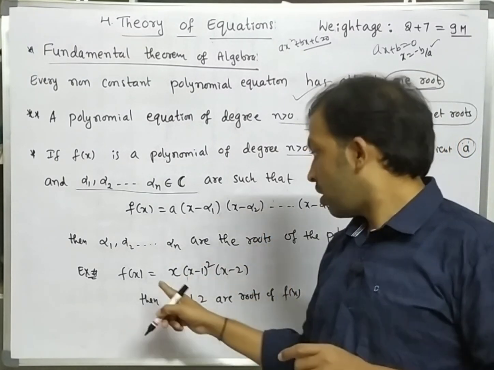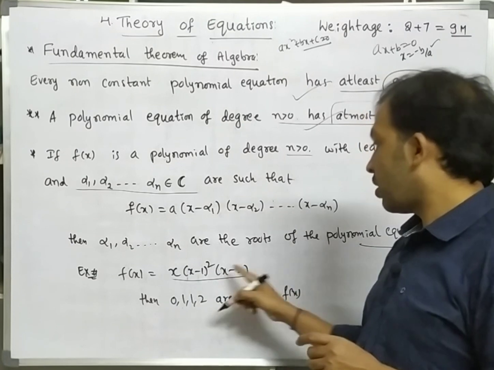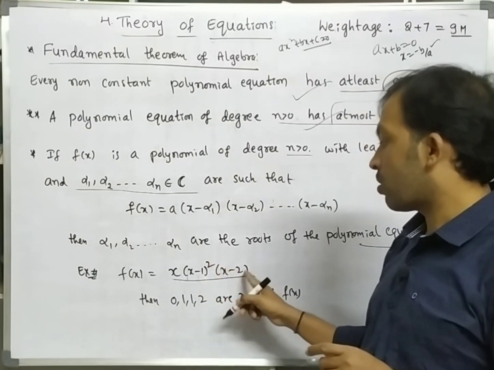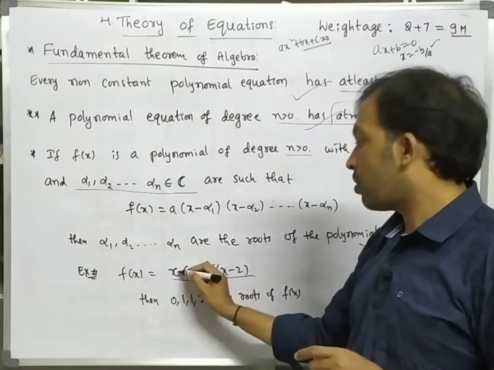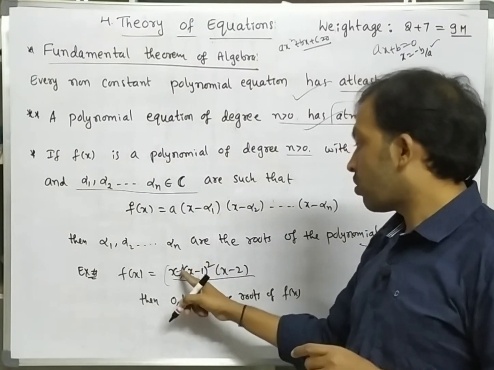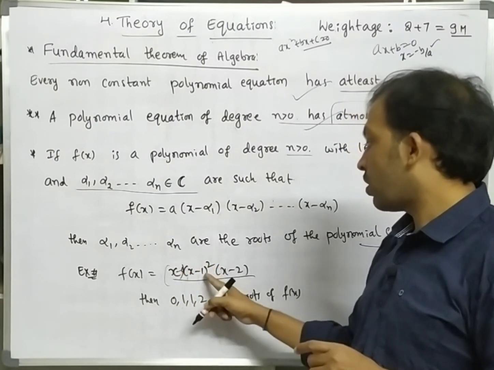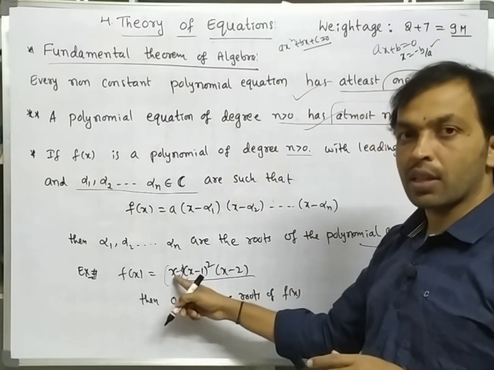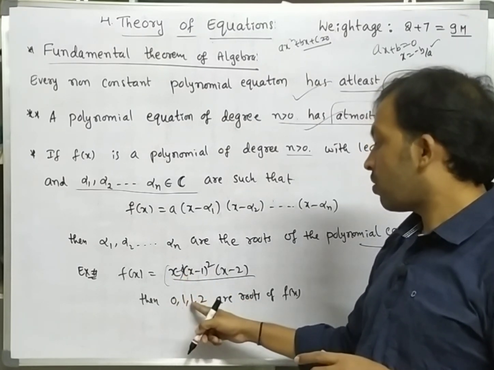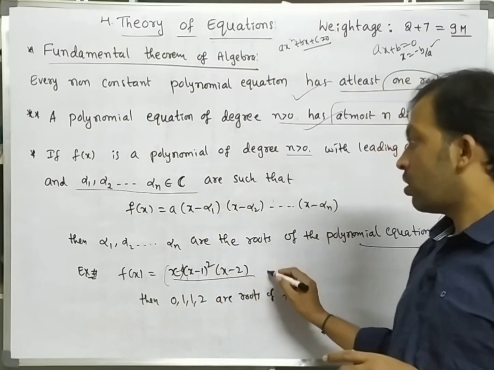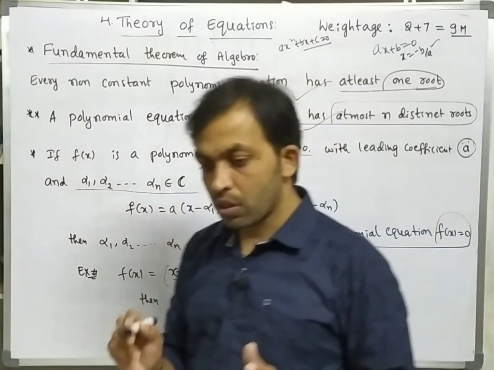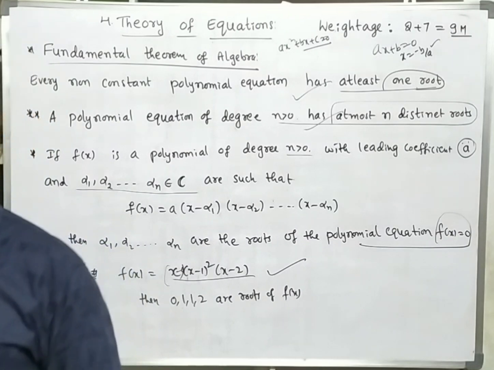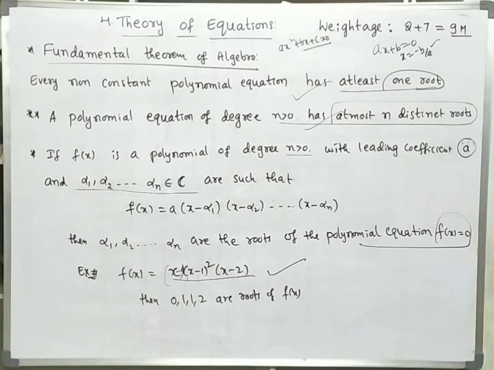For example, if f of x is equal to x into x minus 1 whole square into x minus 2, what are the roots? x can be written as x minus 0, right? So the roots are 0, 1, 1, 2, with 1 repeated twice. If the roots are given, we can write the polynomial like this: x minus 0 into x minus 1 into x minus 1 into x minus 2. So this is the way of writing. When zeros are given, we can write the polynomial form. If the polynomial is given, we can write the zeros also, if it is in that form.